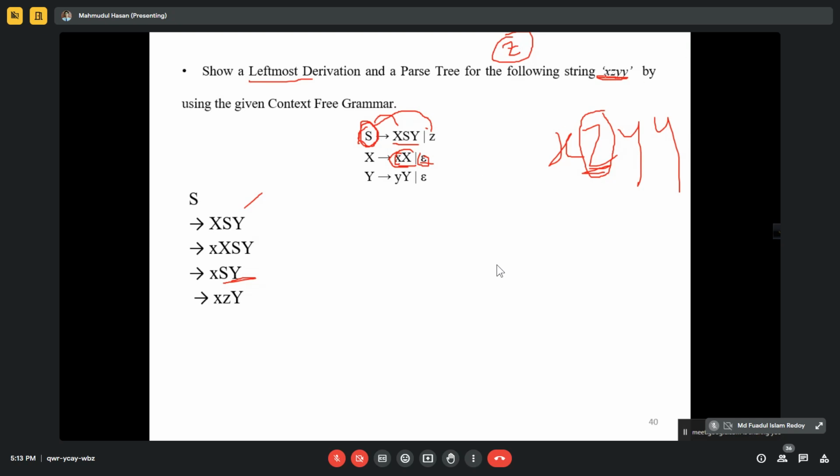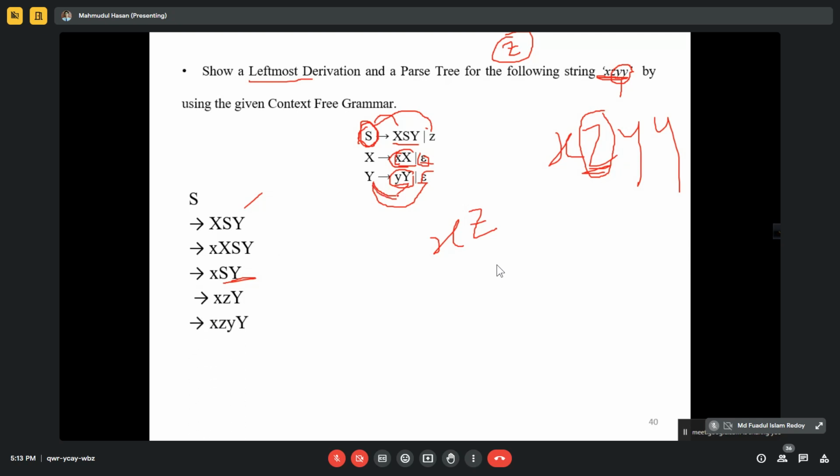Now our next characters are y, y. So our next character is y. From Y we can go here and here. Which one should we choose? If we choose the epsilon one, this Y will be gone and we will get just xz, which is not our string. So we need to choose the lowercase y option.